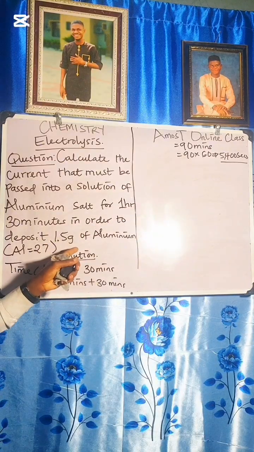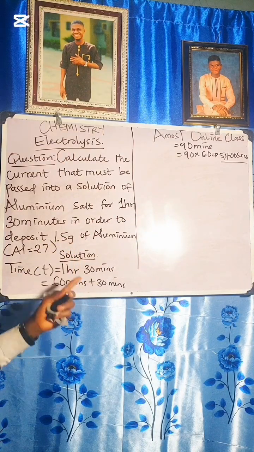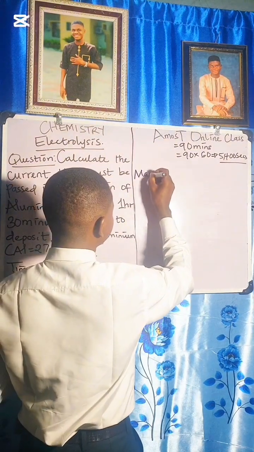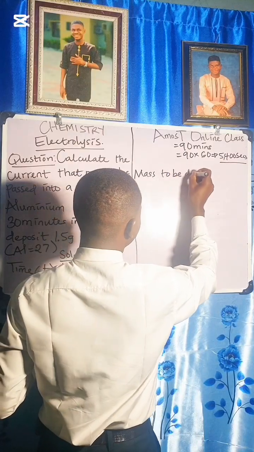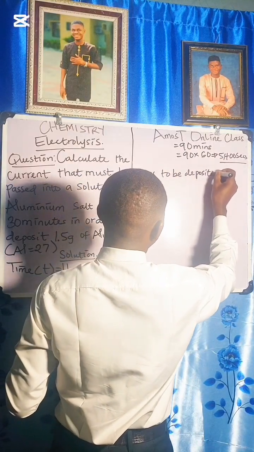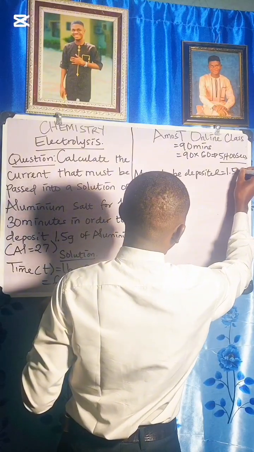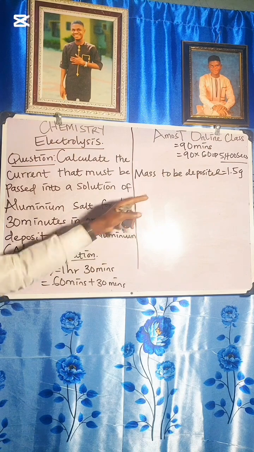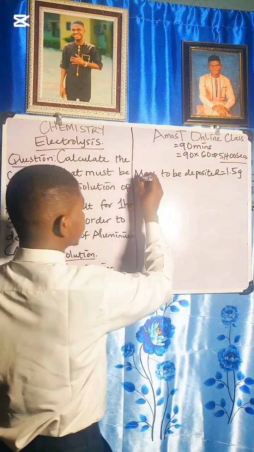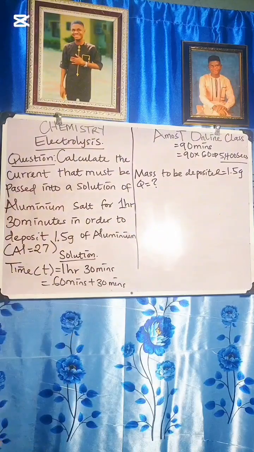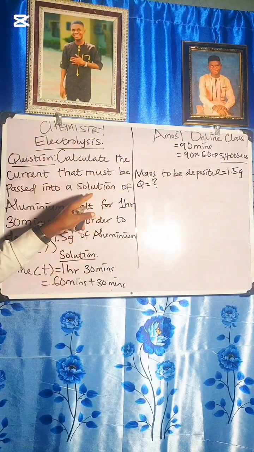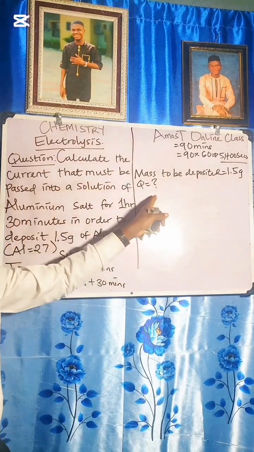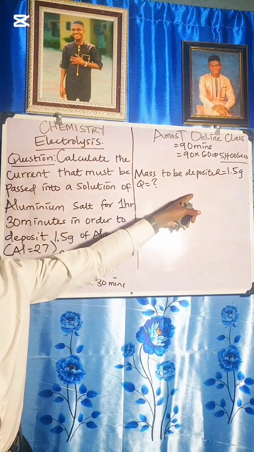Now the next thing is mass to be deposited is equal to 1.5 gram. We don't have the value for quantity of electricity. Q is unknown, and of course the major problem is we should find the current that must be passed. So we're looking for Q and we're looking for I. Q is the quantity of electricity and I is the current.